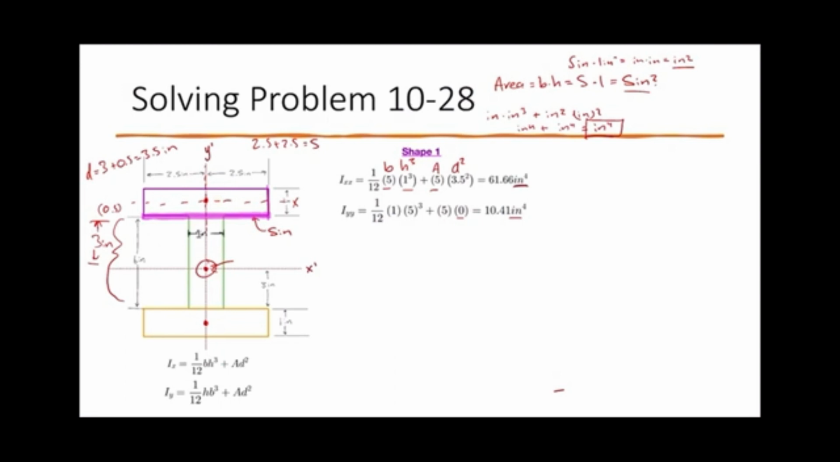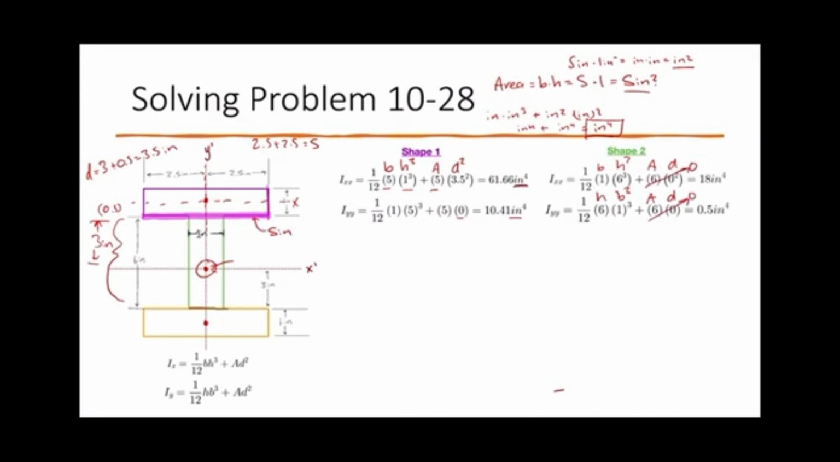All right, so now looking at shape 2. Shape 2 is going to be our green shape, and we're going to have the same thing going on here. We're going to have the base times the height times the base cubed. We're going to have the area, the distance, and the distance. Now we see that our shape is directly in the middle, which is why these are going to be negligible, because we multiply by 0.